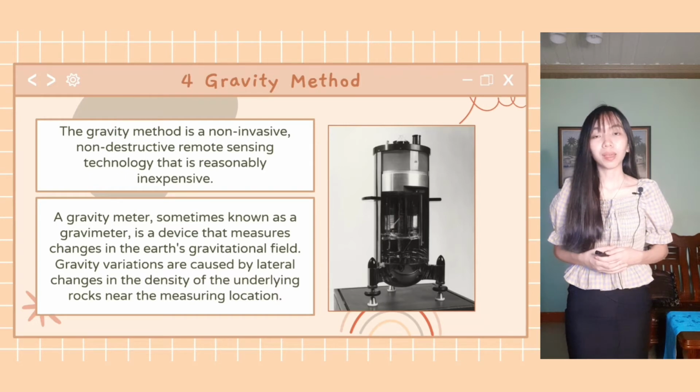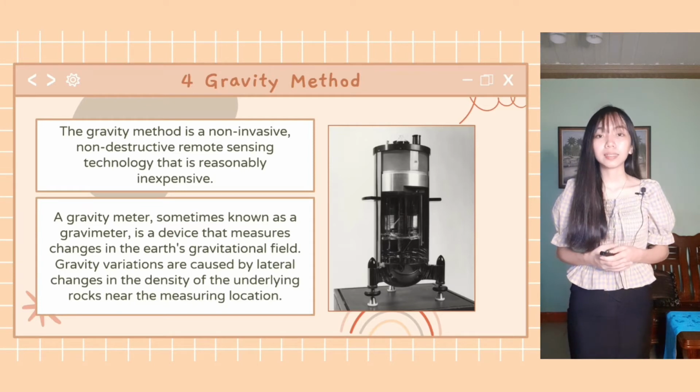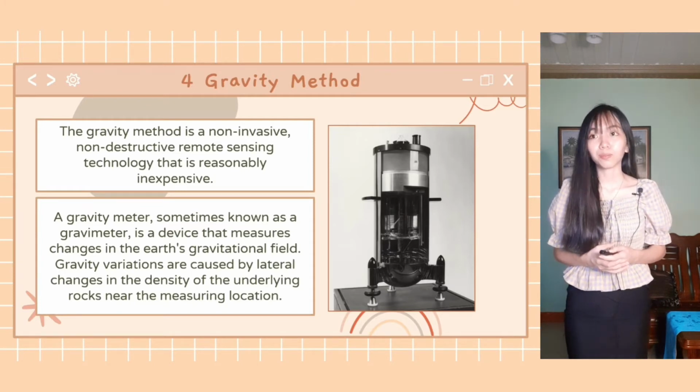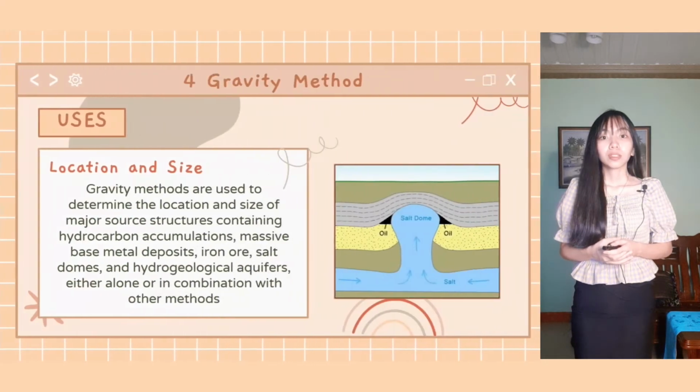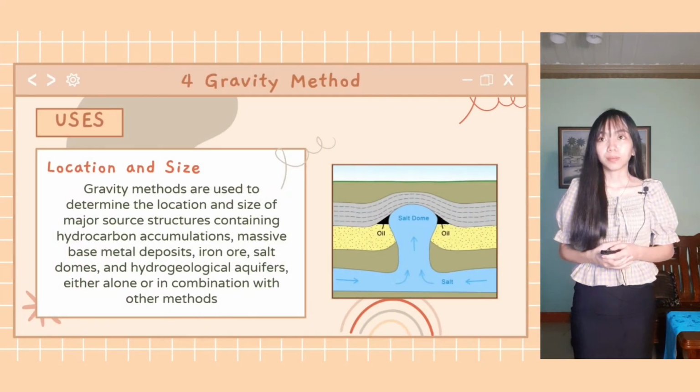So what is gravity method? Gravity method is a non-invasive, non-destructive, remote sensing technology that is reasonably inexpensive. A gravity meter, or sometimes known as gravimeter, is a device that measures changes in the Earth's gravitational field. So what are the uses of gravity method?